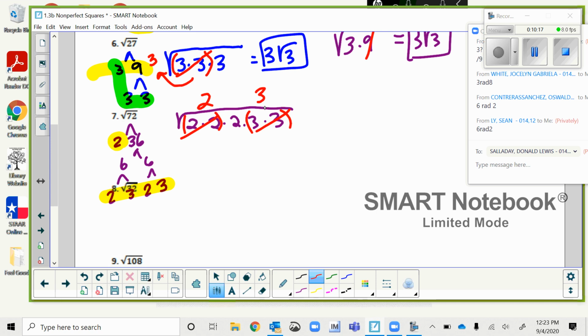And I forgot to remind you about what do you do with those 2 numbers that you bring out? What math operation is it? And it's multiply. So the 2 and the 3 you bring out, you multiply together, you get 6. And then you just have that one lonely 2 left over in the radical.